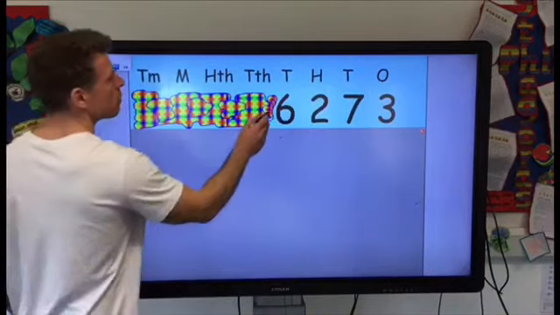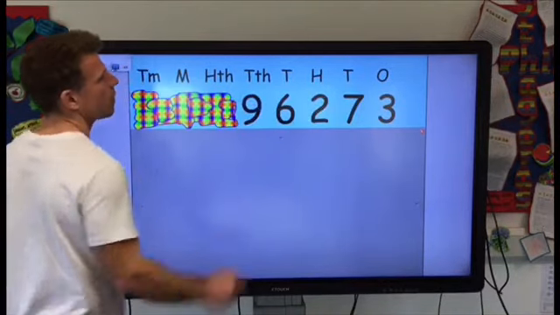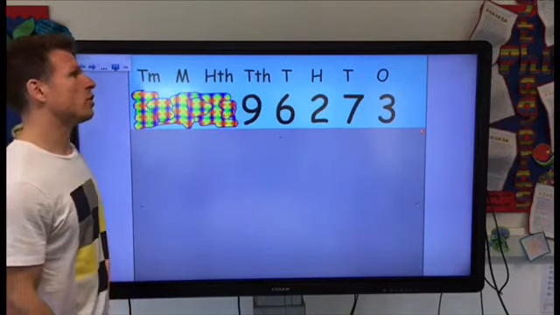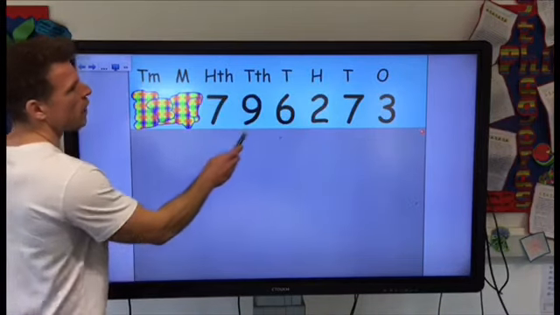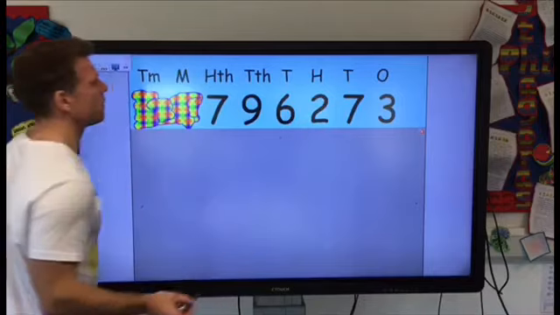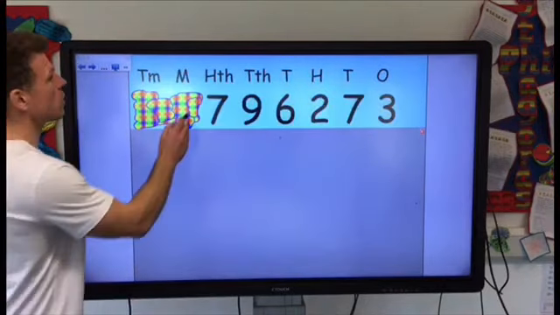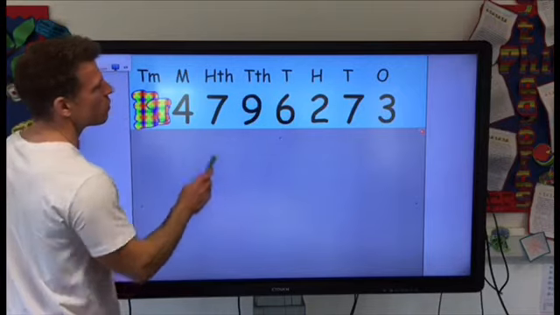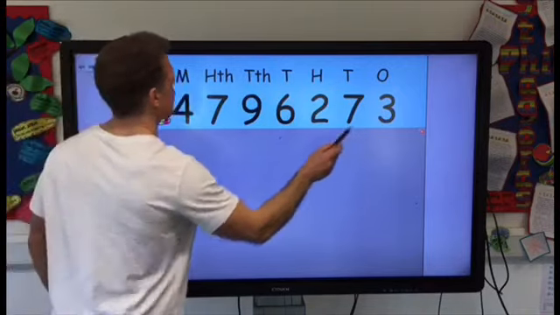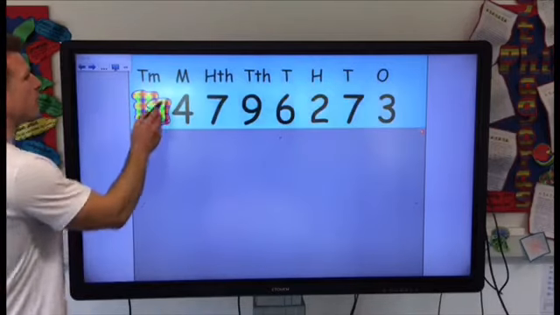6,273. 96,273. 796,273. We're now getting to the millions. So 4,796,000. You can see all the thousand columns there. 273. And last one, your tens of millions.